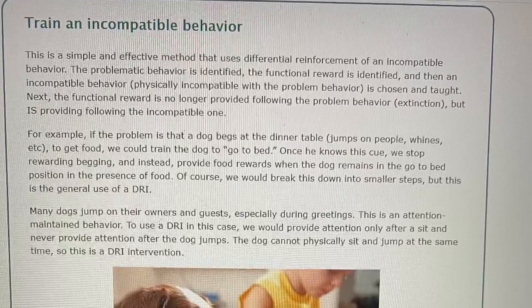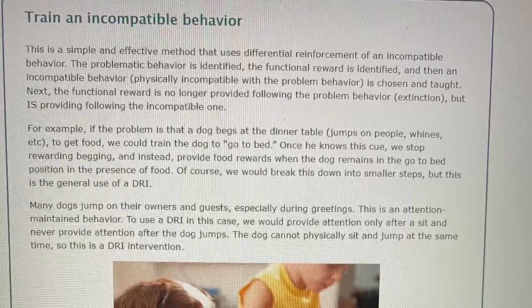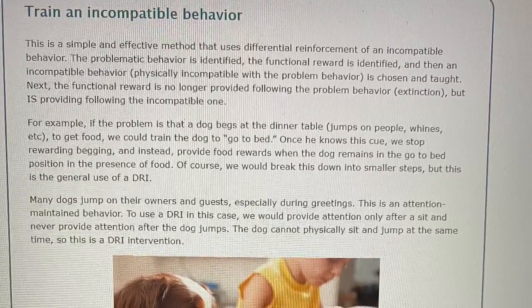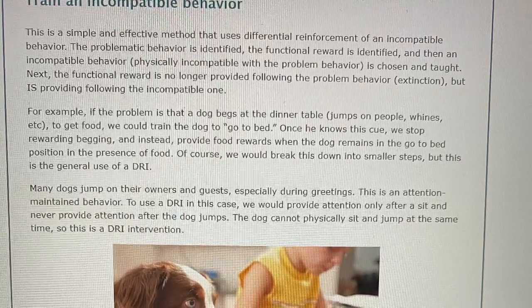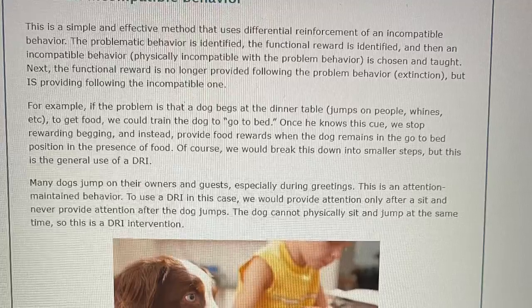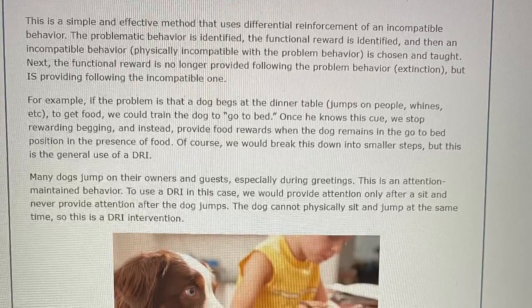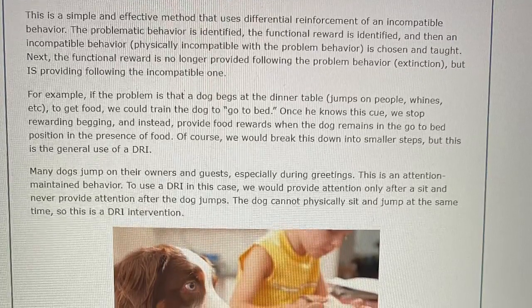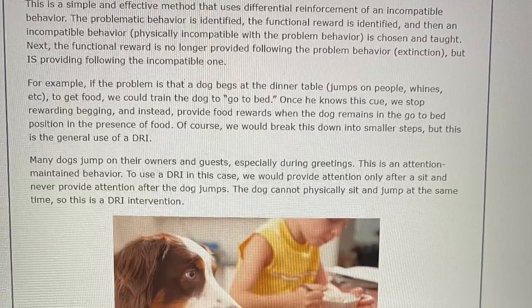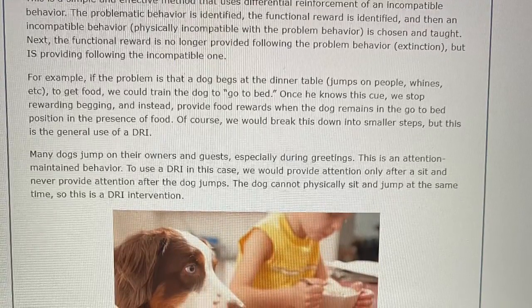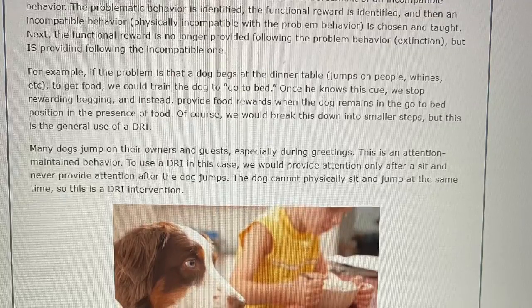Train an incompatible behavior. This is a simple and effective method that uses differential reinforcement of an incompatible behavior. The problematic behavior is identified, the functional reward is identified, and then an incompatible behavior, physically incompatible with the problem behavior, is chosen and taught. Next, the functional reward is no longer provided following the problem behavior, extinction, but is provided following the incompatible one.